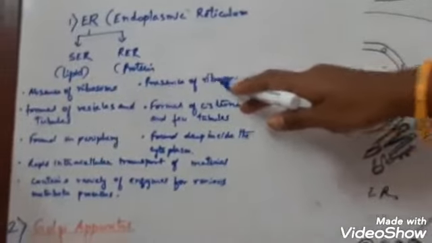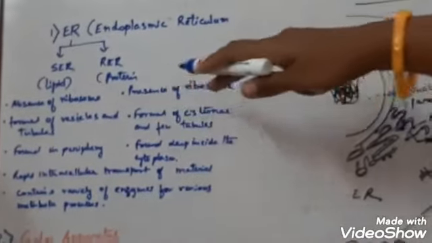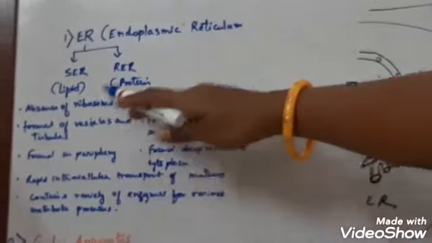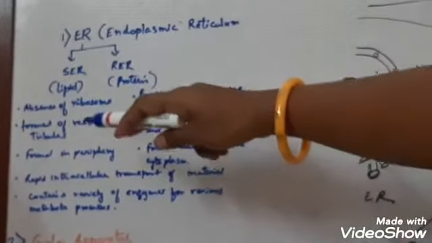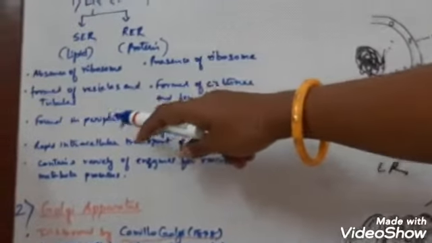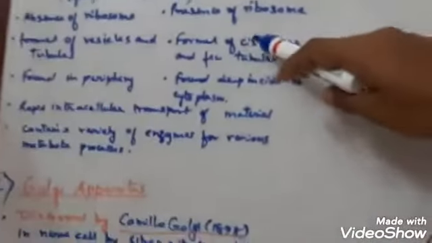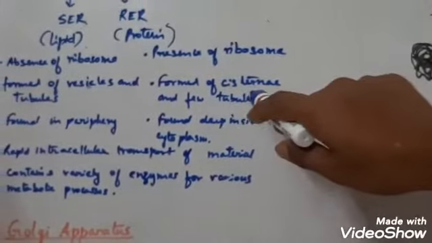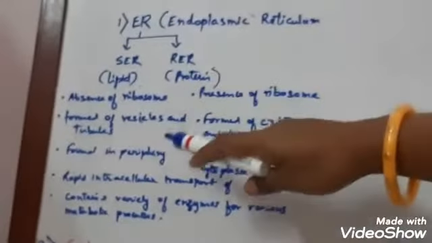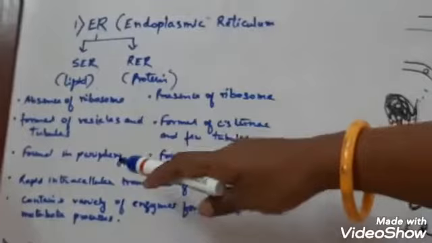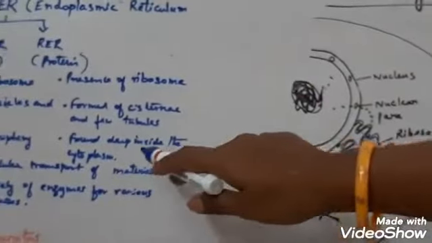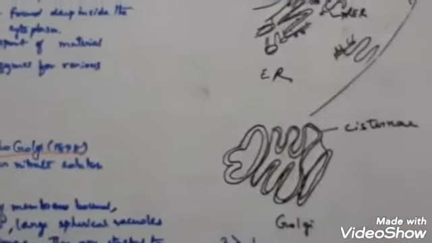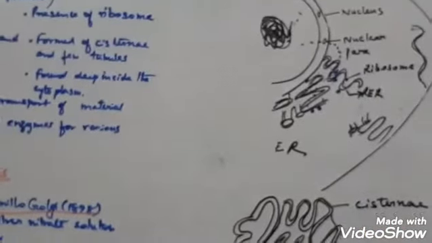SER generally helps in the synthesis of lipid, while RER helps in the synthesis of protein. SER is composed of vesicles and tubules, while RER is composed of cisternae and a few tubules. I told you about the locations. SER is located near the periphery or near the cell membrane, while RER is located deep inside the cytoplasm, that means near the nuclear membrane.